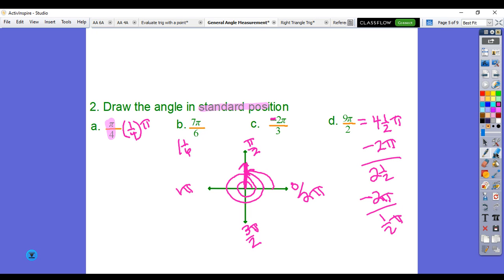Remember, the important thing for drawing your angles is where does it end? And it ends straight up. Okay? So this is the drawing of the angles.